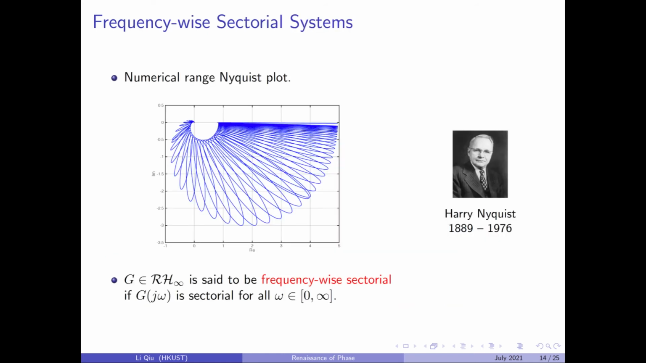Now, suppose that you have a system, say G. Why don't we just plot the numerical range against the frequency in the complex plane? We know that the numerical range is a set, right? So at each frequency you get a set. Then change the frequency, and you draw this. That's considered to be a generalization of the Nyquist plot. So this system G is said to be frequency-wise sectorial if G(j omega) is sectorial for all positive frequencies omega.